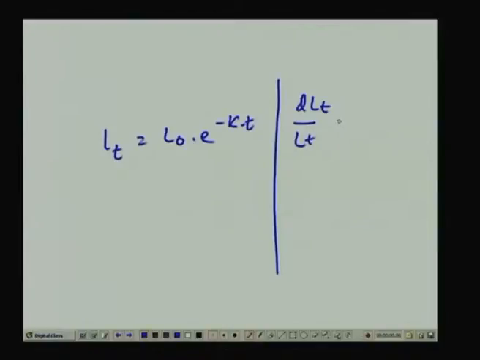Okay. Now, having said so, in such cases what we can think of is Lt is equal to L0 e to the power minus k into t. Or else, finally, the derivation of it is very simple. So you can see dLt by Lt is k into dt, integrated from 0 to t.